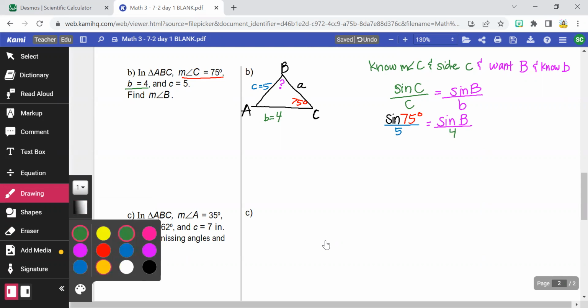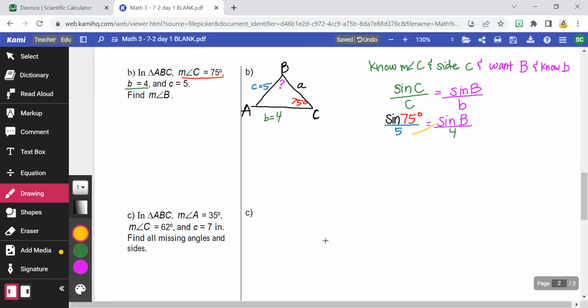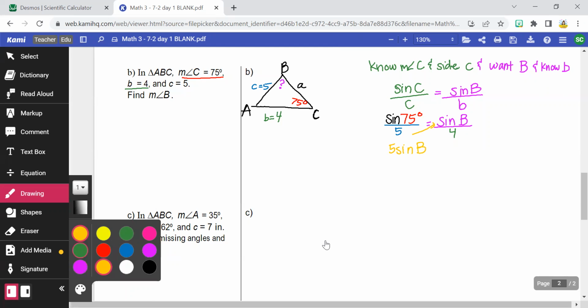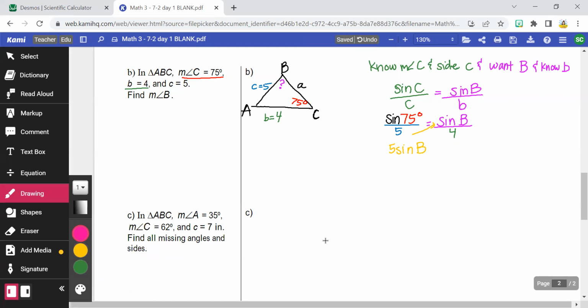So to solve again, we're going to cross multiply. So if I cross multiply 5 times sine of B is equal to 4 times sine of 75.